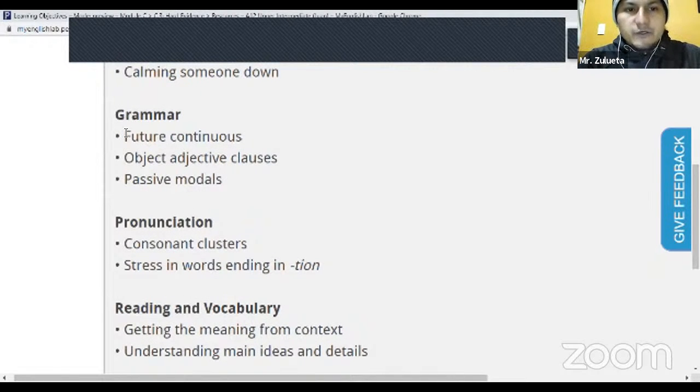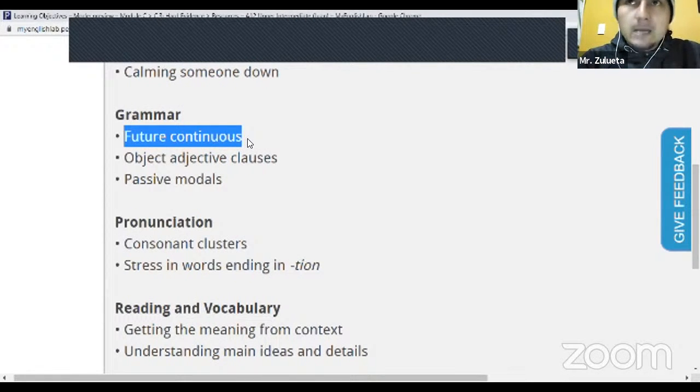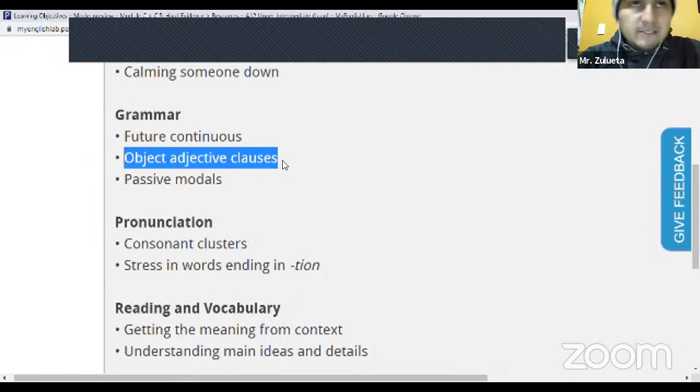Now for the grammar, future continuous: I'll be waiting for you whenever you come back. I will be, and the verb in the -ing form. So we are going to concentrate on that. Remember, objective adjective clauses: sometimes the actual name of a topic sounds more difficult than it is. Even the grammar explanation might be confusing because we are talking about linguistic elements, but once you come to the practice section, believe me, it's easier than it sounds, okay? Passive modals as well.